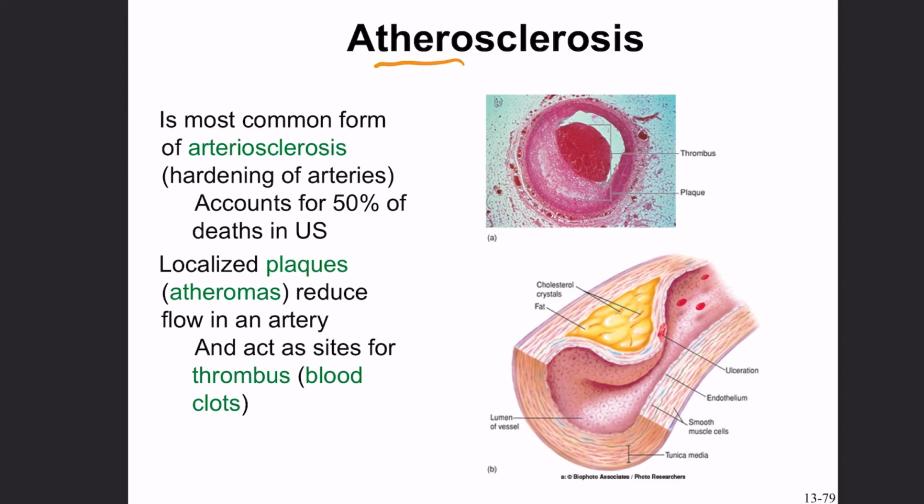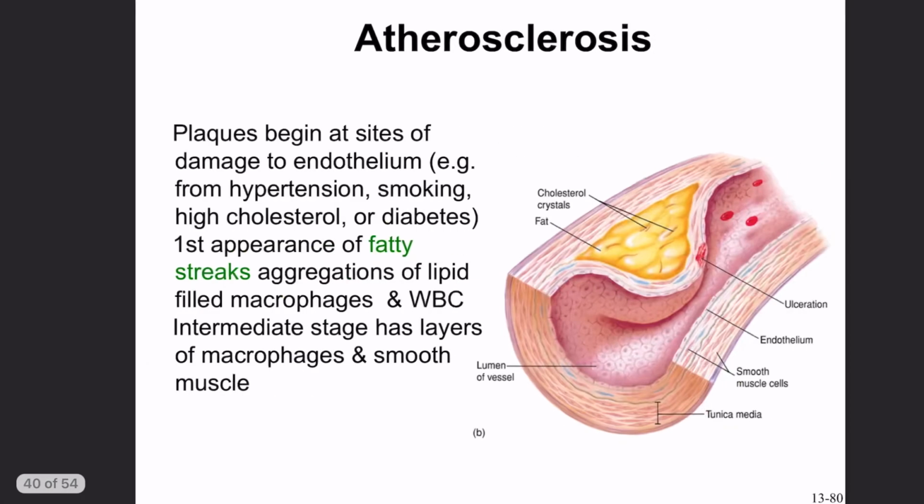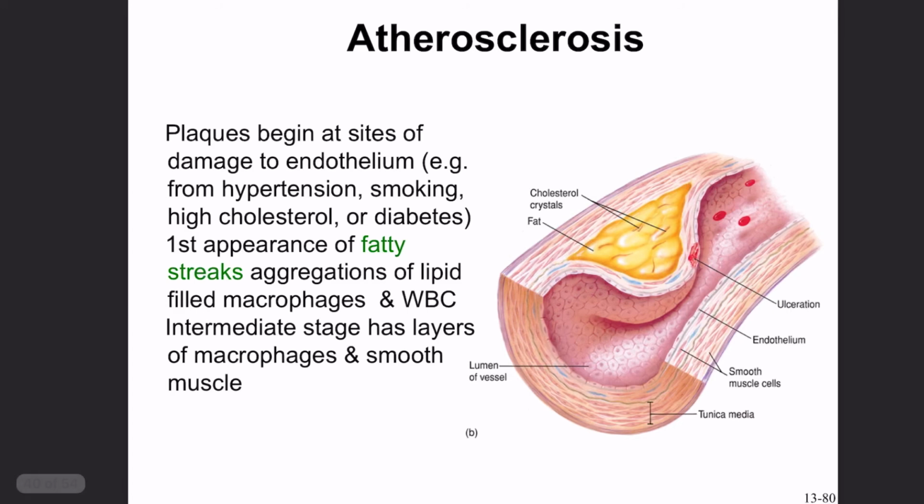They can act as sites for a thrombus, which is a blood clot. Whenever you have something like this, there could be a buildup of platelets or clotting factors, which can cause a thrombus to occur. Atherosclerosis first begins from damage to the blood vessel walls, damage to the endothelium, and this damage can occur from a lot of different things.